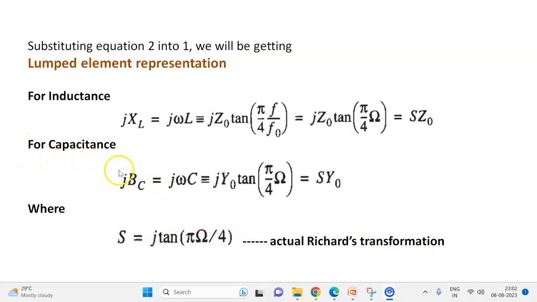For a capacitance, we replace jBC, that is the susceptance, jBC = jωC = jY0 tan((π/4)Ω). Here Y0 is the admittance of the transmission line. Here also we are replacing j tan((π/4)Ω) by S. For both equations, S = j tan((π/4)Ω). This is the actual Richards transformation.